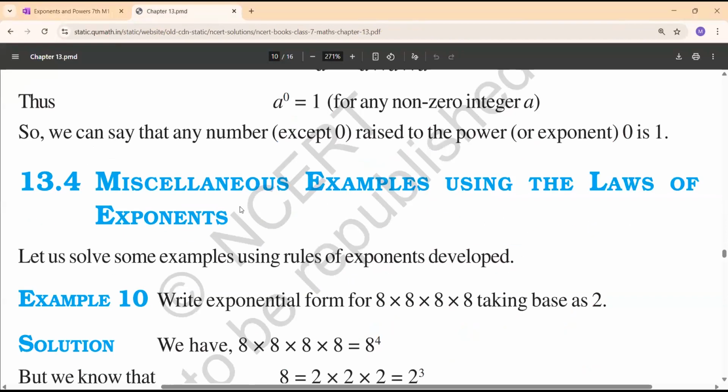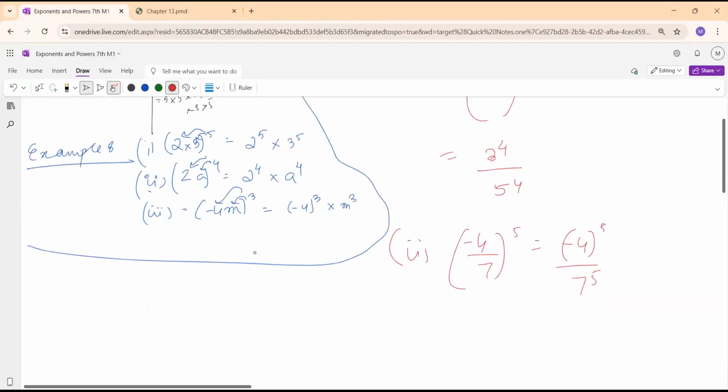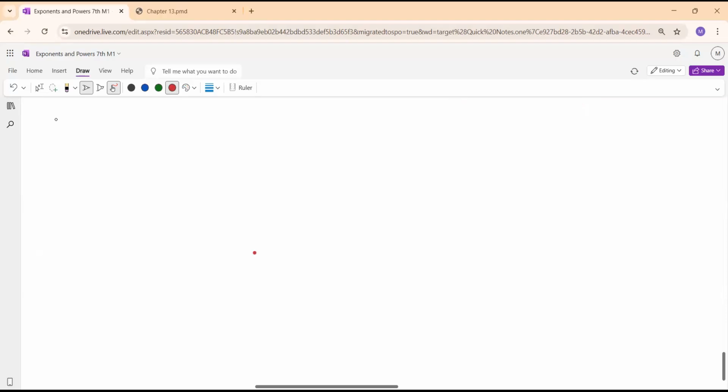Okay. Write exponential form for 8 into 8 into 8 into 8 taking base as 2. Now this is important. Example 10 we are going to do.